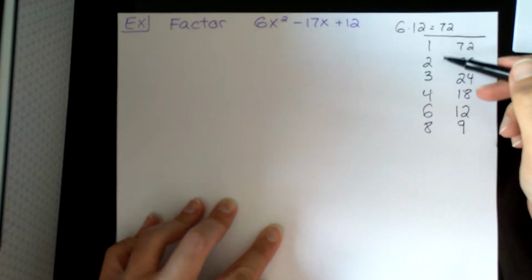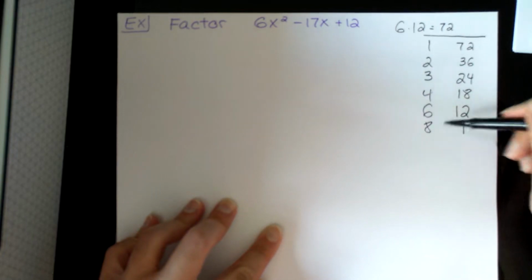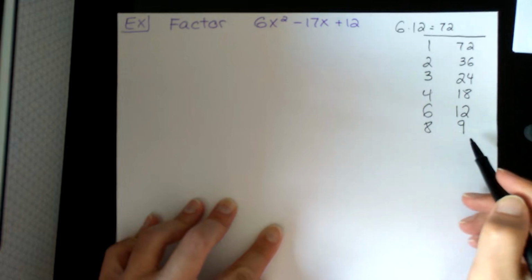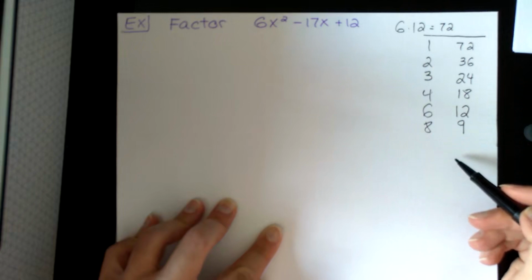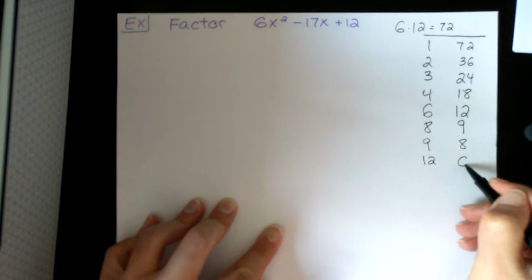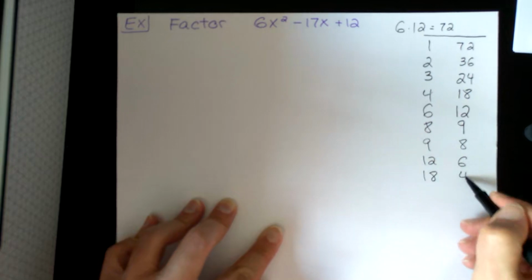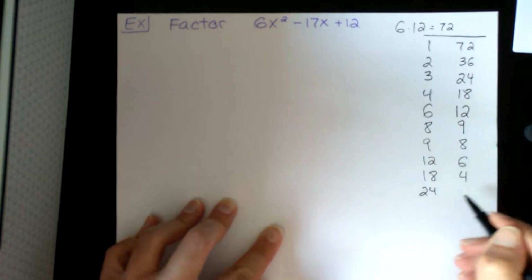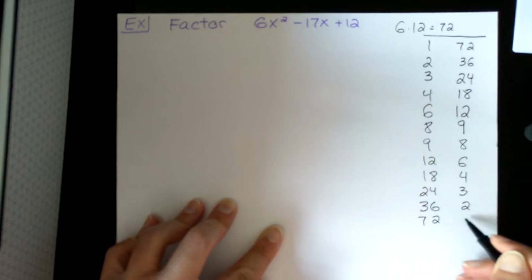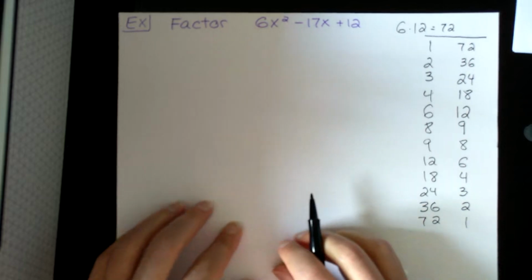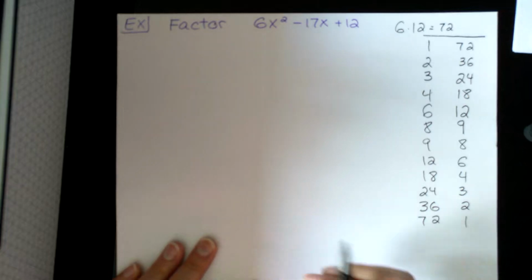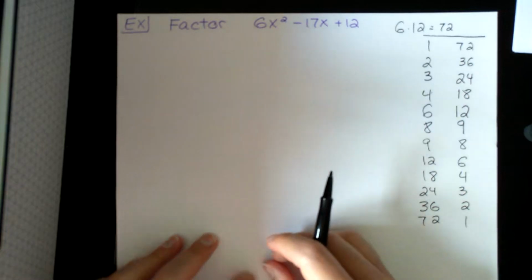And the really nice thing about this method, as long as you go in this order, is once you get 2 values that are right next to each other, you have listed all of them. Now you just need to list them in the reverse order, meaning 9 times 8, 12 times 6, 18 times 4, 24 times 3, 36 times 2, and 72 times 1. Like I said, this is a long process. There's no doubt about it. But it is a worthwhile process, and you'll see why in just a moment.